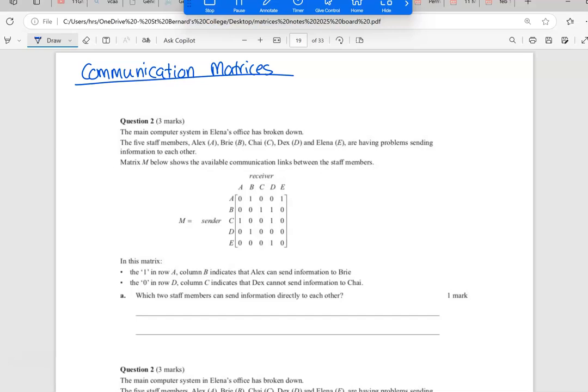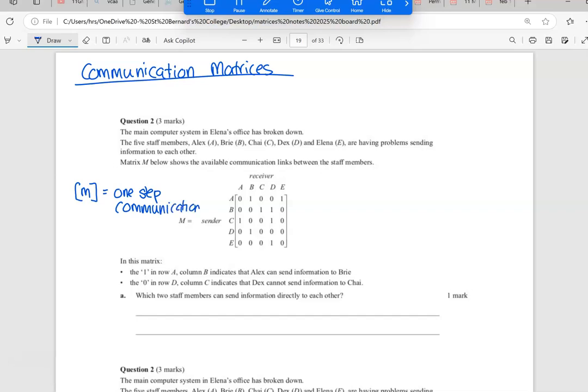So the main computer system in Eleanor's office has broken down. Five staff members, and I'm just going to call them A, B, C, D, E, are having problems sending information to each other. So the matrix M shows the available communication between two staff. What they've told you is that matrix M is equal to one-step communication, because it's who can directly talk to each other.